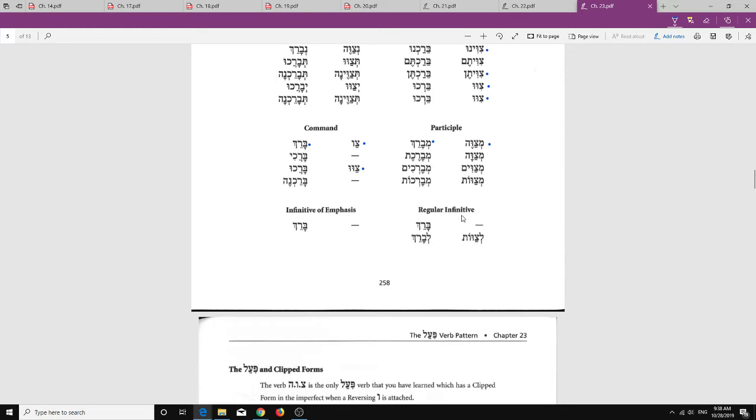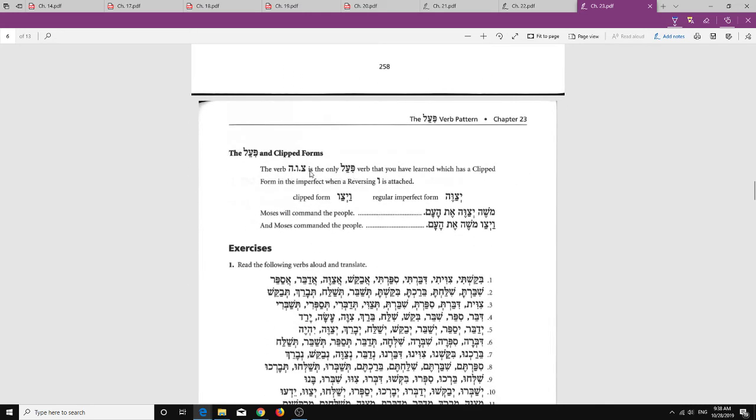Okay, it looks like we're missing a form of the infinitive construct without a prefix of any sort. So it's not by itself ever, there's just the prefix. So we have letsavot, and then for barak we have barek, levarek. And then we have no infinitive absolute for tsavah, but we do have barek, which again, notice, is the same as in the infinitive construct.